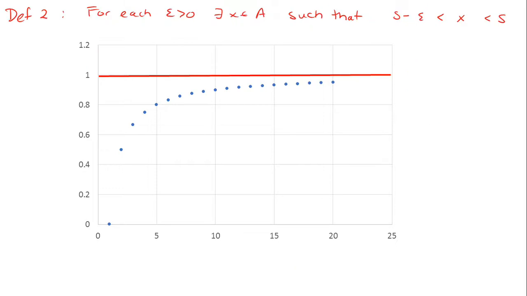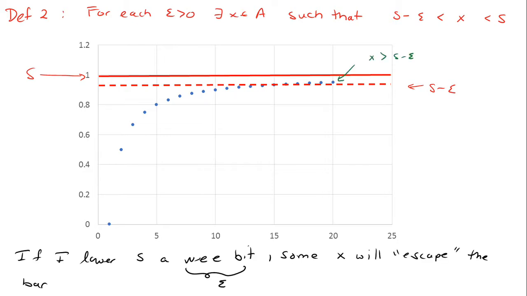Definition 2 is a little bit trickier. For each epsilon greater than 0, there exists an x belonging to the set such that s minus epsilon is lower than x. And this bothered Katie. Let's see if I can draw some pictures here to alleviate that. So here's the sup. We already know it's the sup. I'm going to drop that sup by epsilon. So I'm just going to move that stick down a little bit.